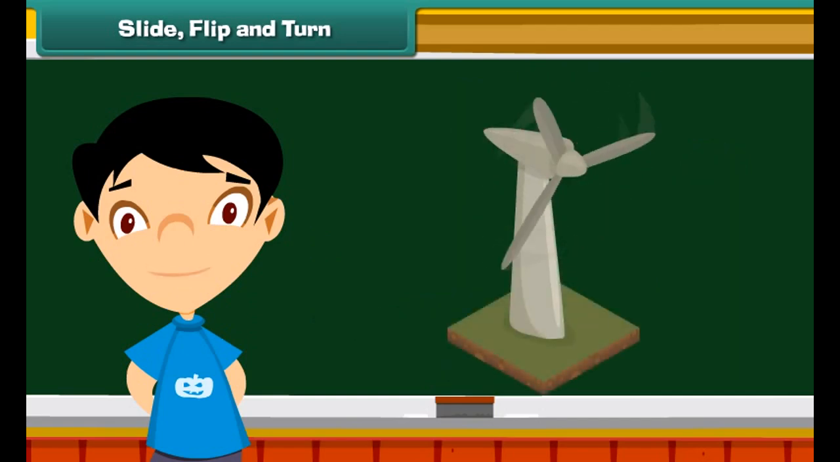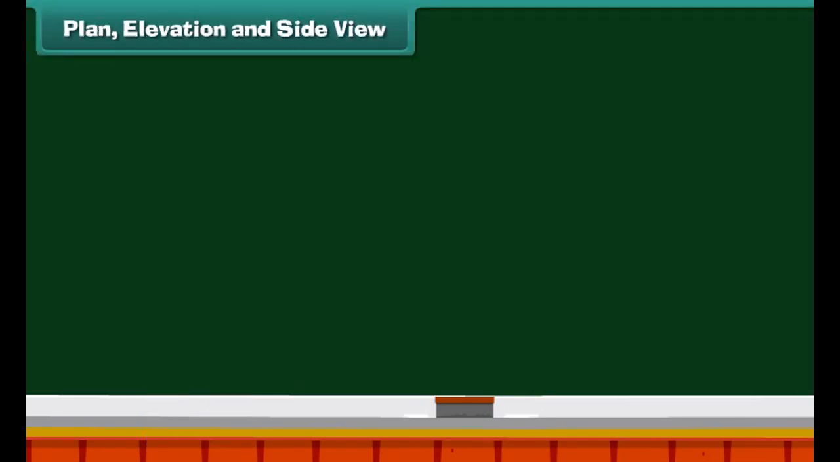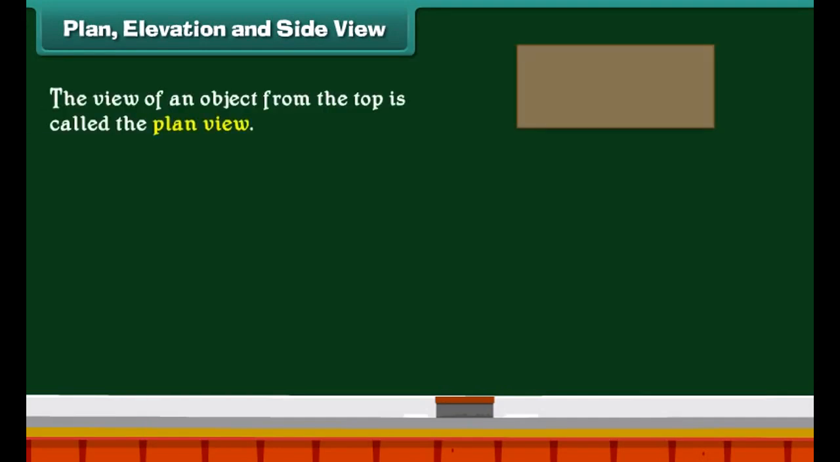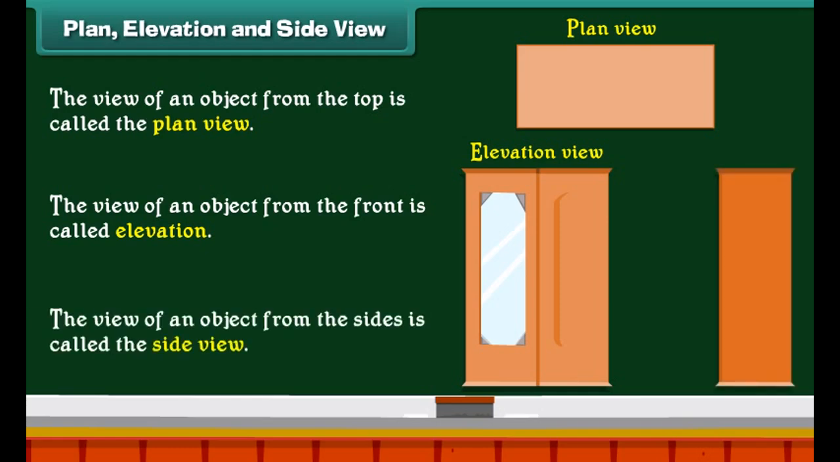Rotating a plane figure around a fixed point is turning. A real-life example of turning is the windmill. Plan, elevation, and side view. The view of an object from the top is called the plan view. The view of an object from the front is called elevation. The view of an object from the side is called the side view.